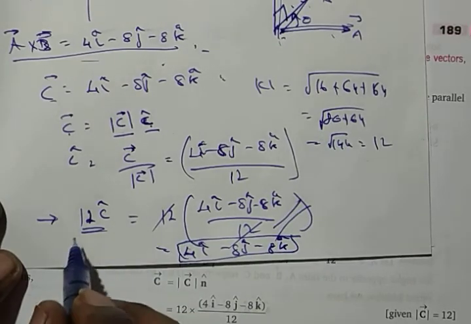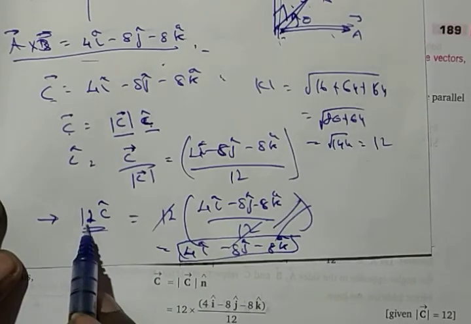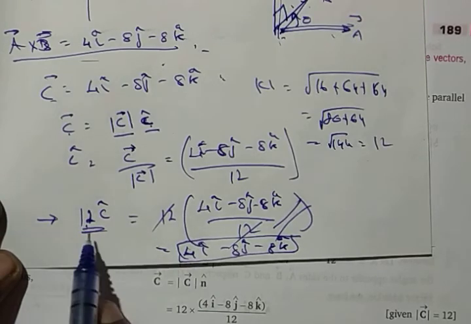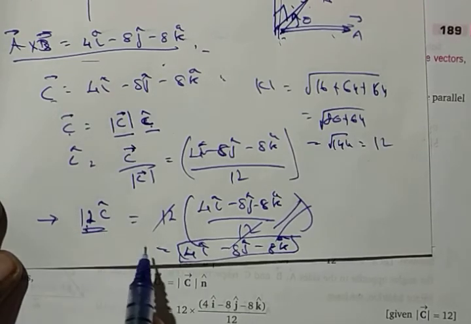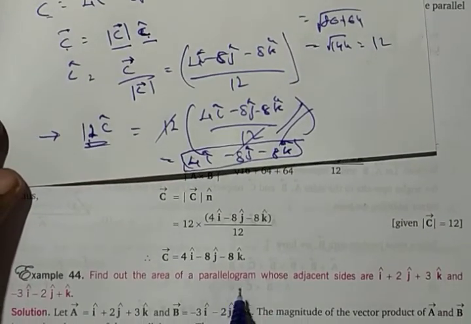That is the vector with magnitude 12. It is not a unit vector, the magnitude is 12, and the vector perpendicular to this one is this one. You got this as an answer here also. C vector is going to be this answer.